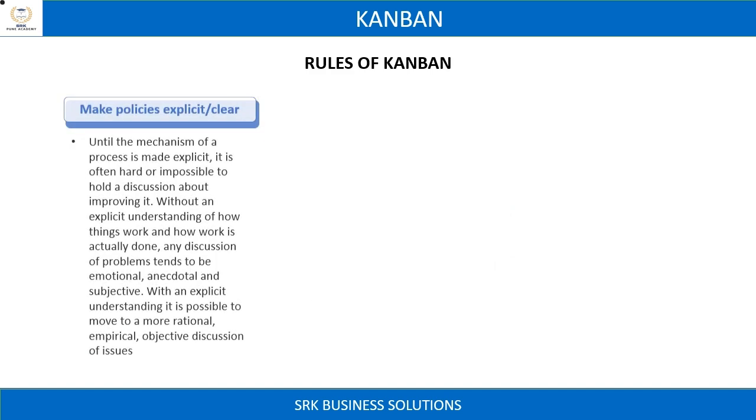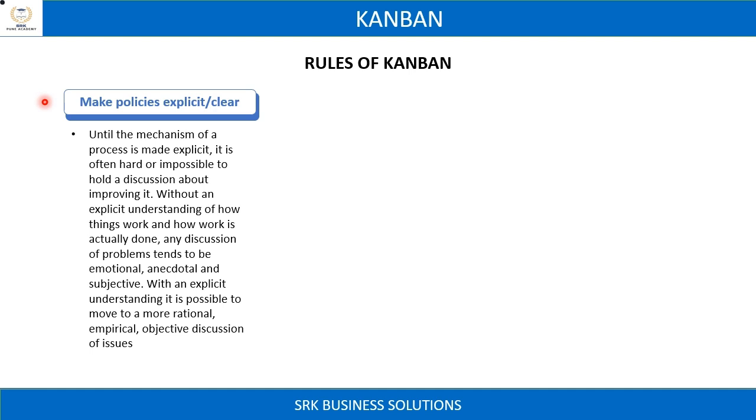Fourth is make policies clear. Until the mechanism of a process is made clear, it is often hard or impossible to hold a discussion about improving it. Without a clear understanding of how things work and how work is actually done, any discussion of problems tends to be emotional, anecdotal, and subjective.